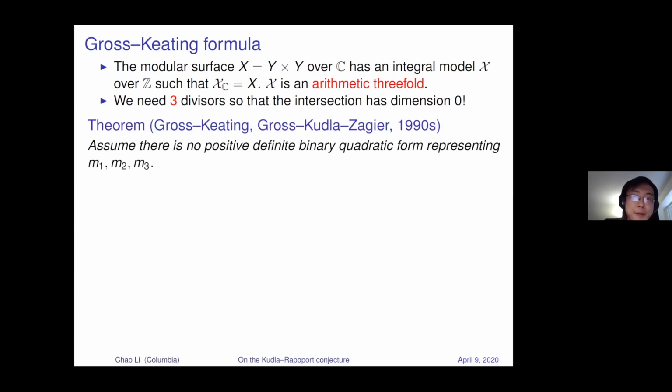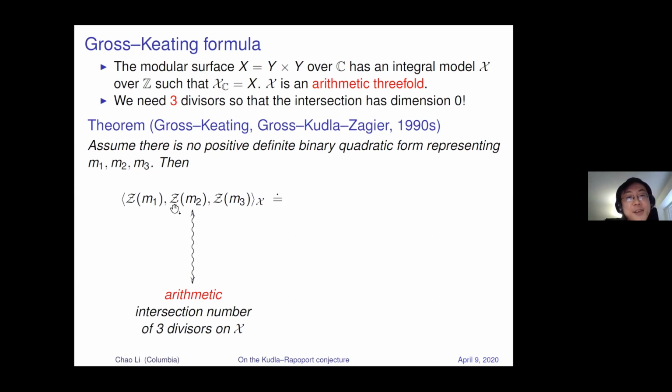Okay, so anyway, I can ask the following question. Suppose I have 3 integers. I have 3 special divisors now on this arithmetic threefold, and I assume the following condition. Assume there's no positive definite binary quadratic form representing these 3 integers simultaneously. You can imagine this condition is sort of similar to the condition in the Hurwitz formula that M is not a perfect square. It's ensuring that the intersection of these 3 divisors indexed by these 3 integers is a non-degenerate intersection of exactly expected dimension 0.